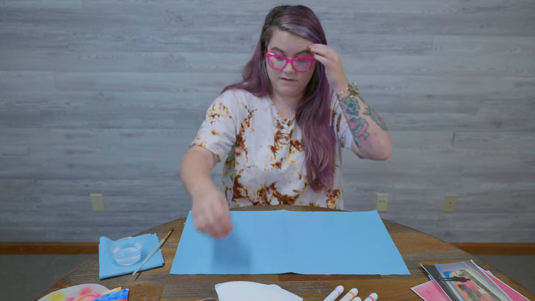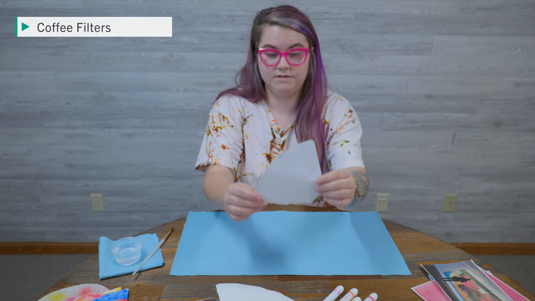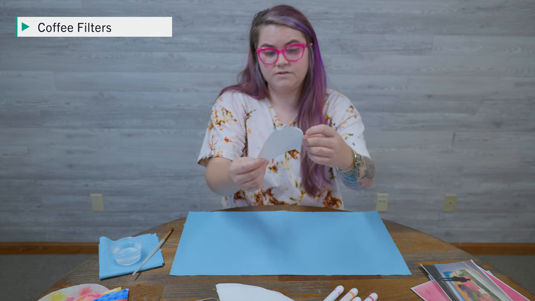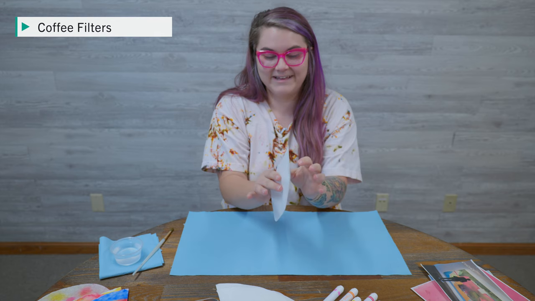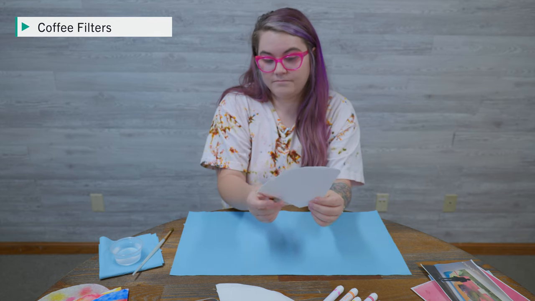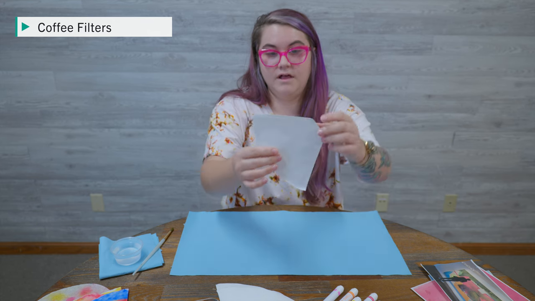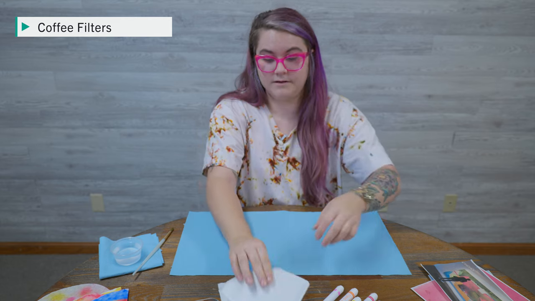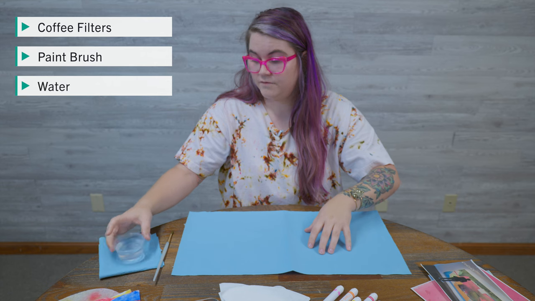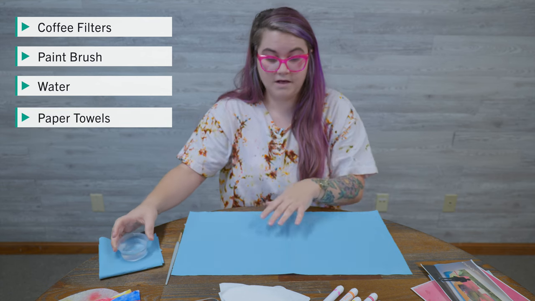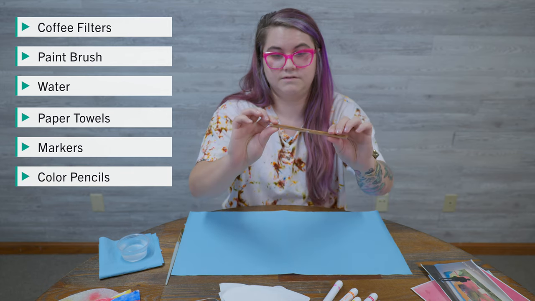So today for our activity, we are going to be using the following materials. We are going to be using coffee filters. If you're a child, you can ask your parents for them. They are from any main grocery store, you can find them. This is a good example of more of like the triangular shape one. We're going to be using a paintbrush, a cup of water, a paper towel. We're going to be using markers and also colored pencils.